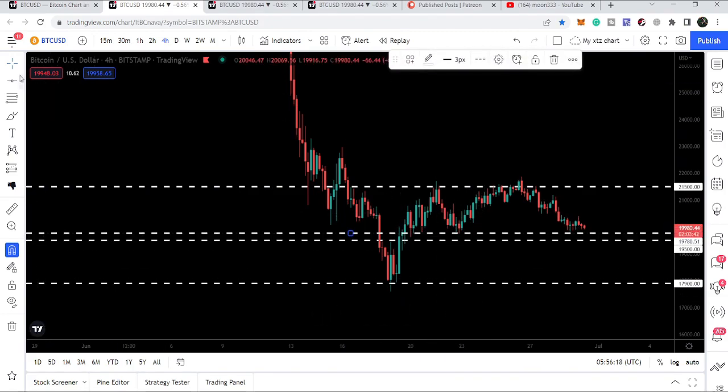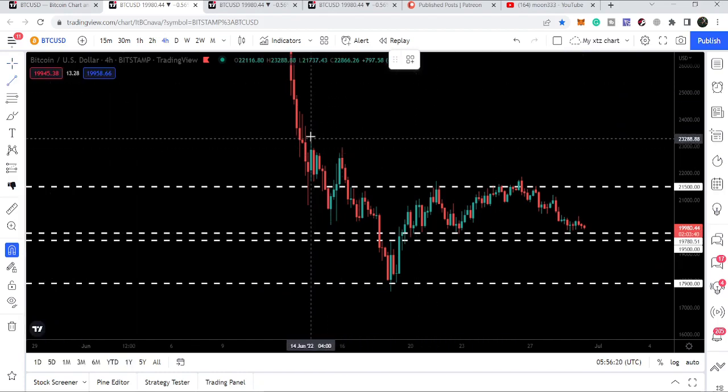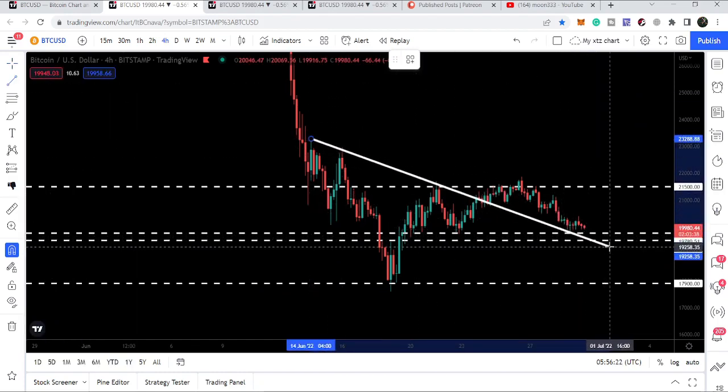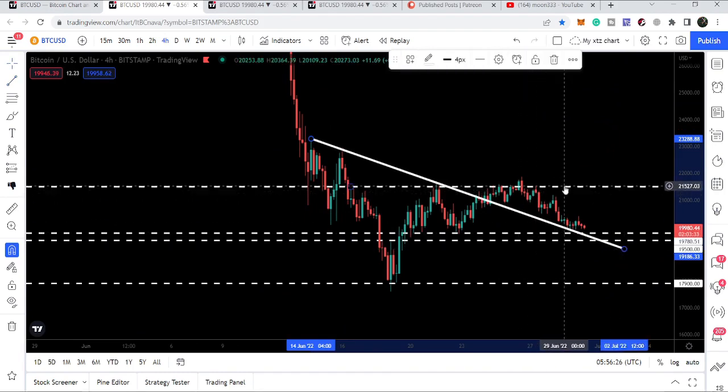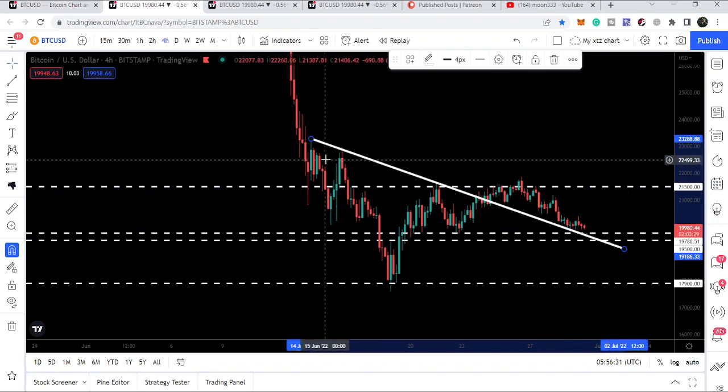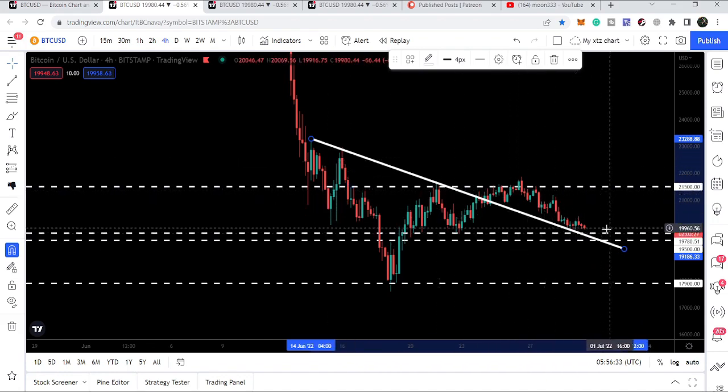So we are still moving between the neckline of the inverse head and shoulder pattern and the resistance of this $21,500, and also the support of $20,000 as well. And we need to break out. I'm expecting that soon we can break out, because we have a double support here.